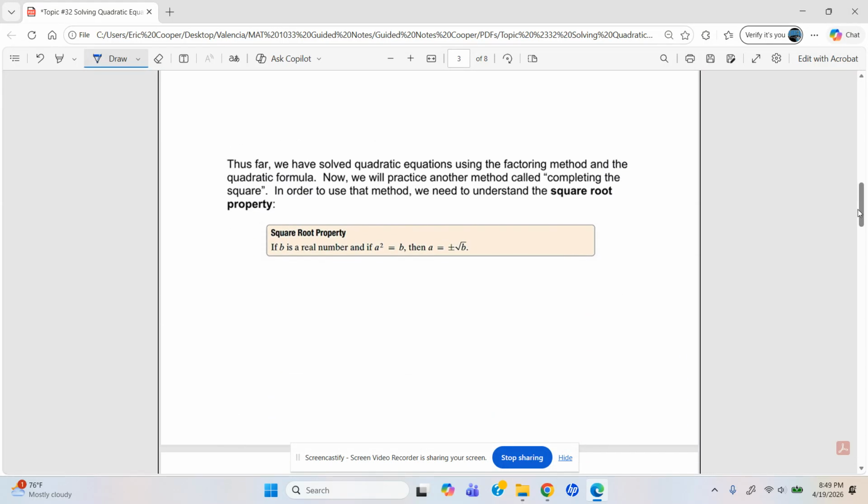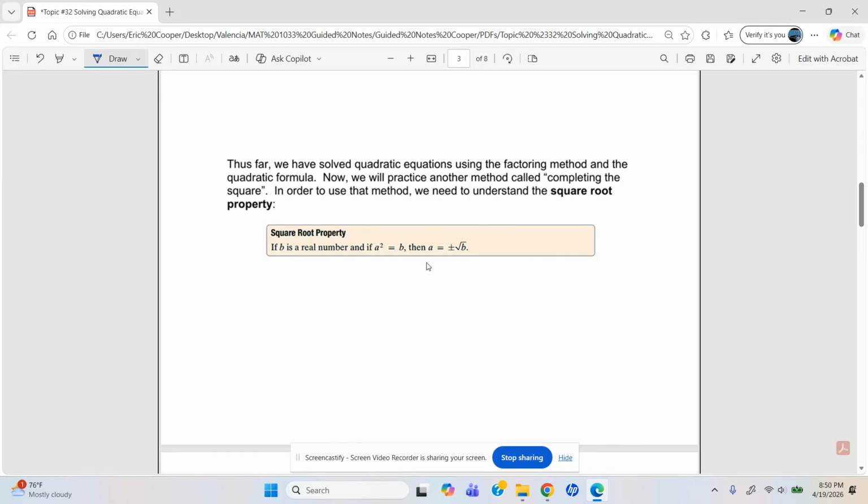So far we've solved quadratic equations using the factoring methods and the quadratic formula. Now we'll practice another method called completing the square. In order to do this, we're going to understand the square root property. The square root property says that if a squared is equal to b, then a by itself is plus or minus the square root of b.